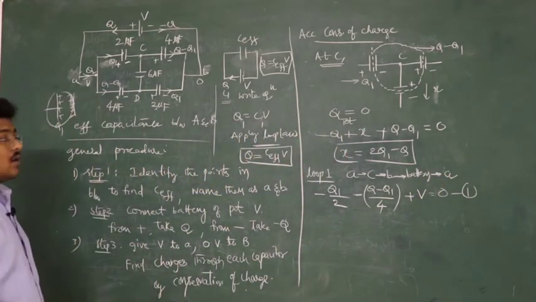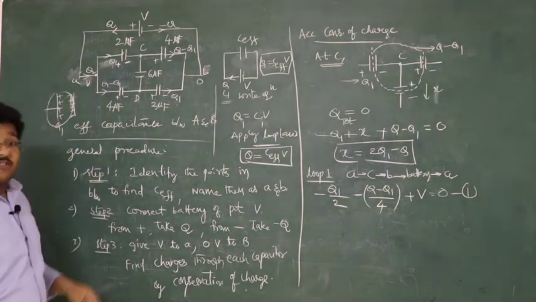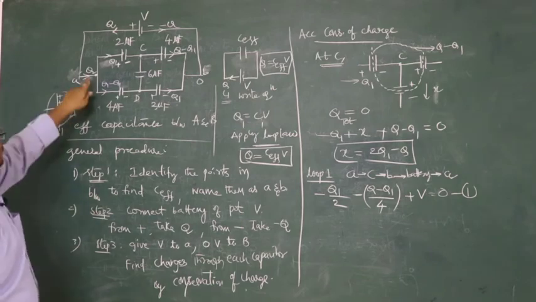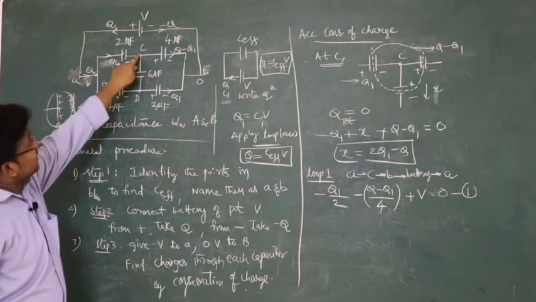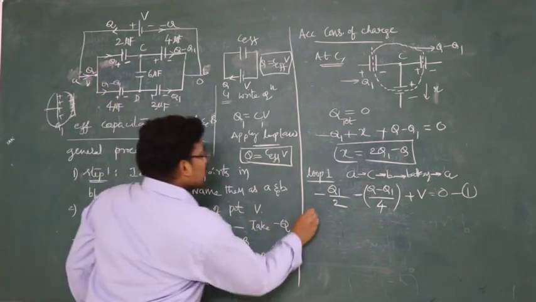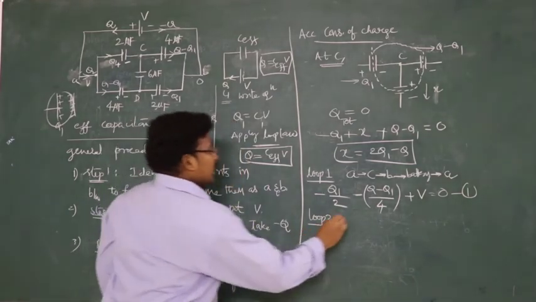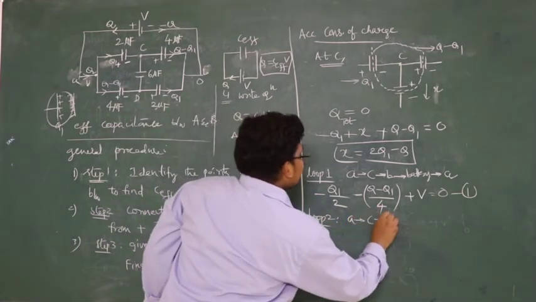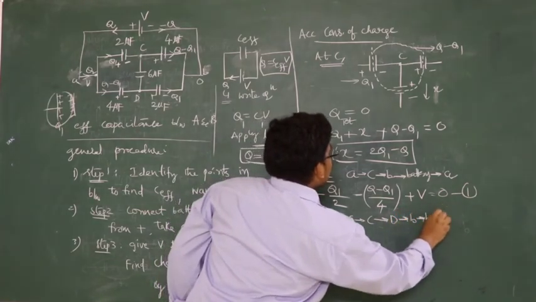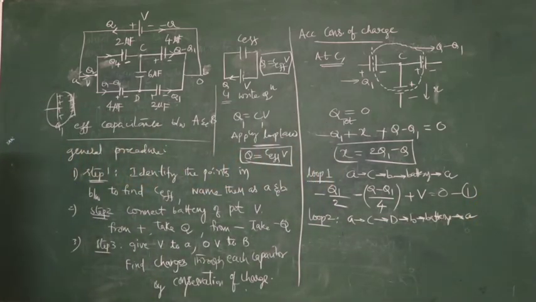And in the same way, take one more loop. Sir, why are we taking one more loop? Because here variables are there, right? So again A to C, C to D you will come, and D to B, and again. So loop 2: A to C, C to D, D to B, B to battery, and again to A. This is the loop we are going to take.